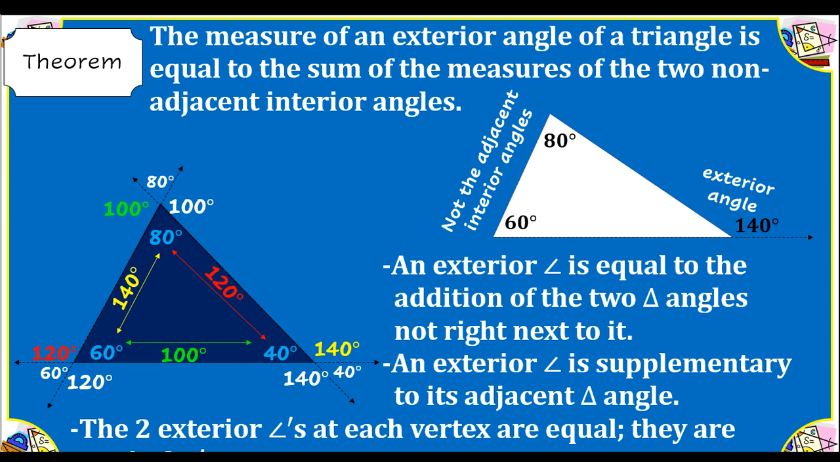The measure of an exterior angle of a triangle is equal to the sum of the measures of the two non-adjacent interior angles. Let me explain that. If we have this angle 60 and this 80, and these are two of the interior angles, these two added together give you the sum of this exterior angle out here. Sometimes these two angles are referred to as remote angles to this exterior angle. So the sum of these angles equals this exterior angle measurement, and you can see that in this diagram here.